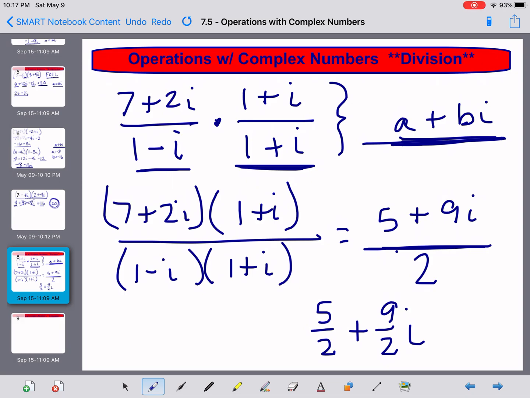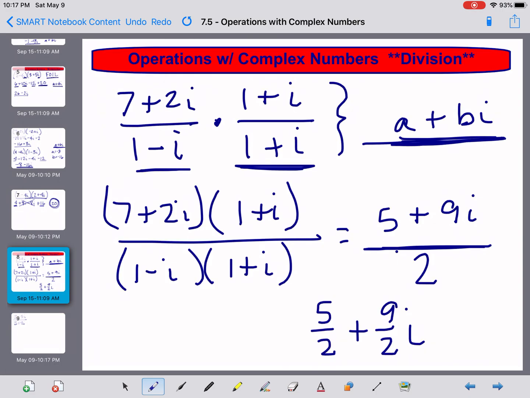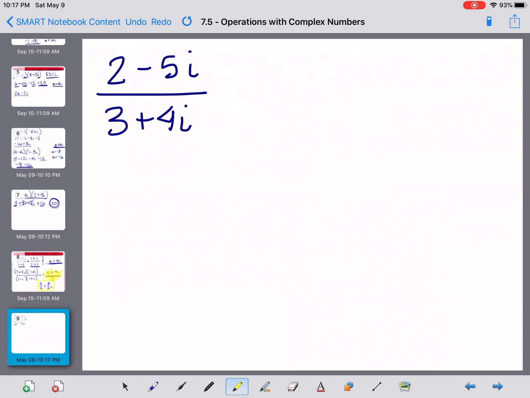Why don't I give you one more and let you give that a shot. So let's go 2 minus 5i, and then 3 plus 4i. Use that conjugate. See if you can go start to finish and get an end result. If you get to here, that would be just fine, as long as it's simplified. And then, if you want the bonus, go ahead and put it in the form a plus bi. So give that a shot. Go ahead and pause the video, see if you can simplify. We'll come on back.